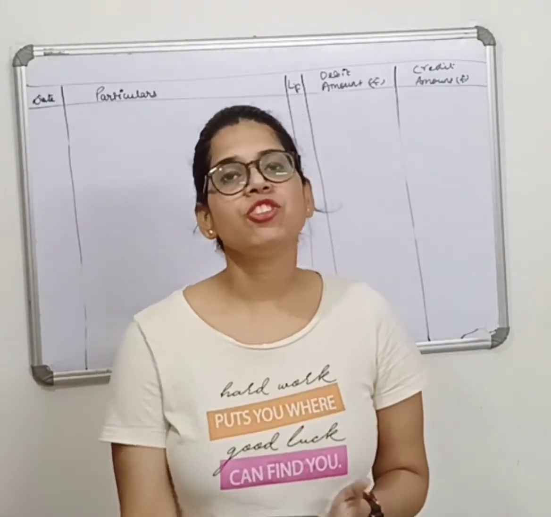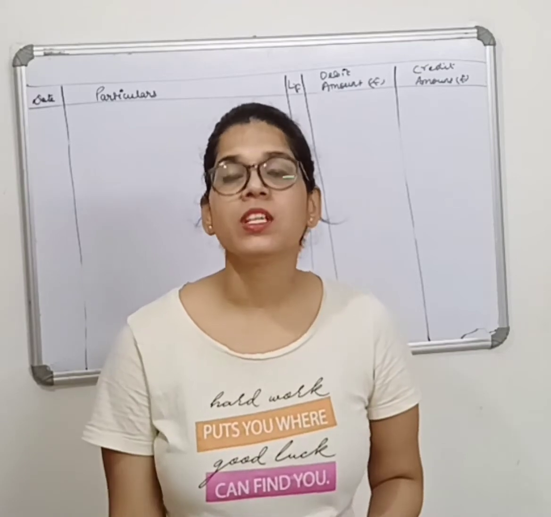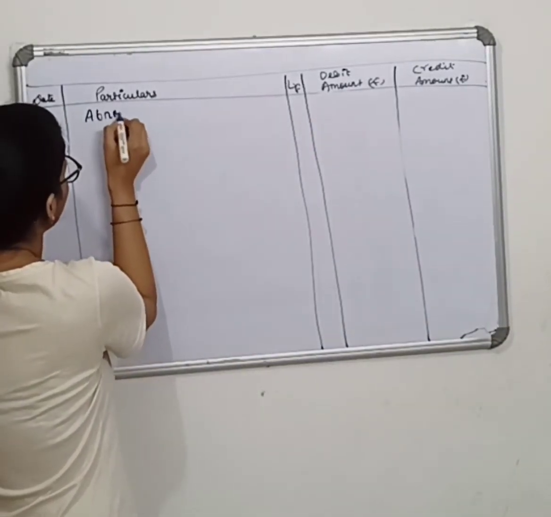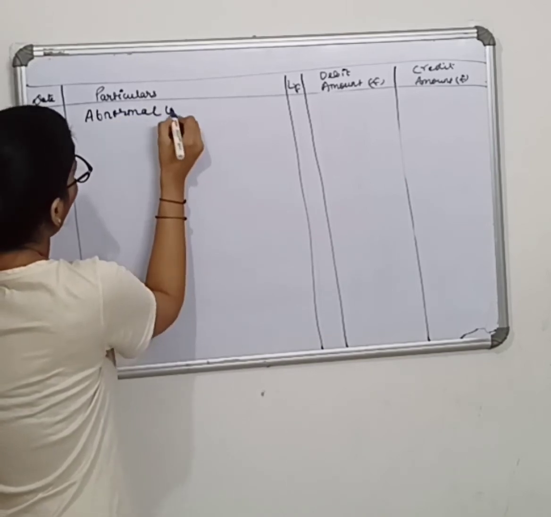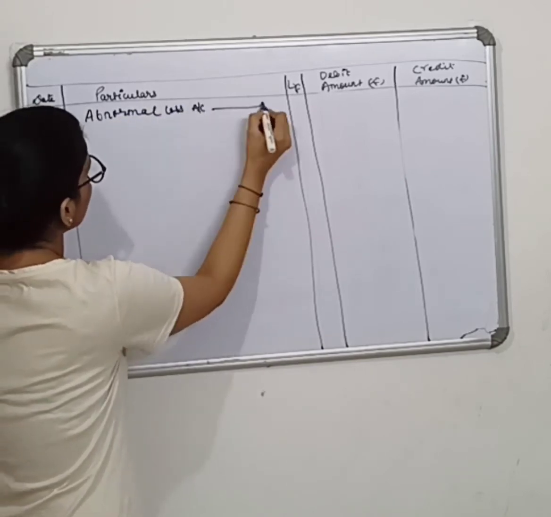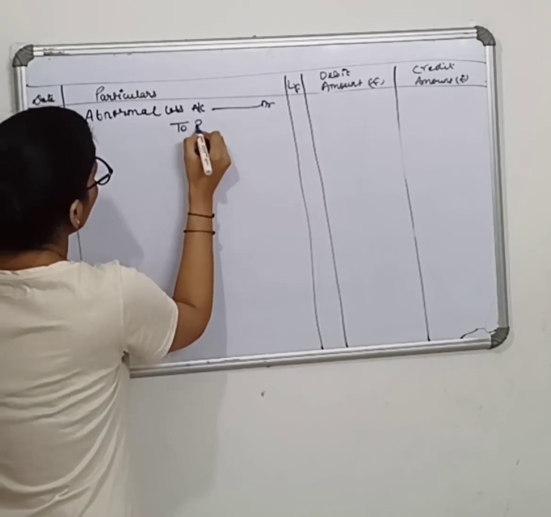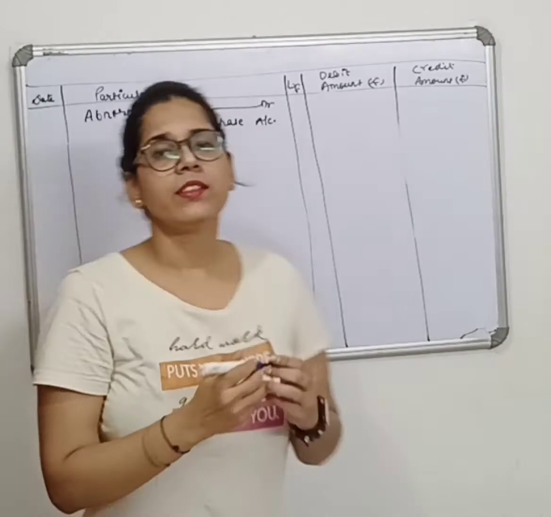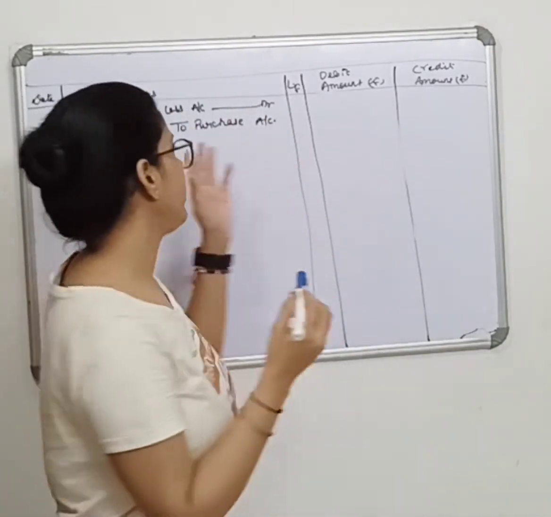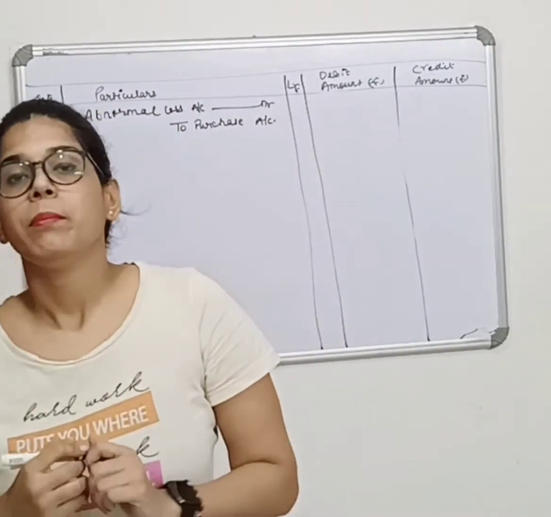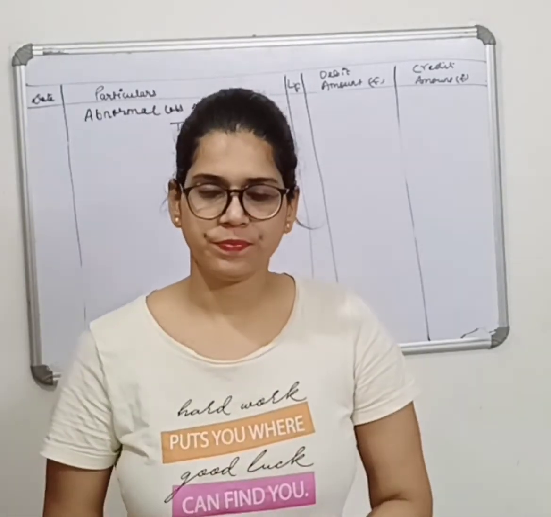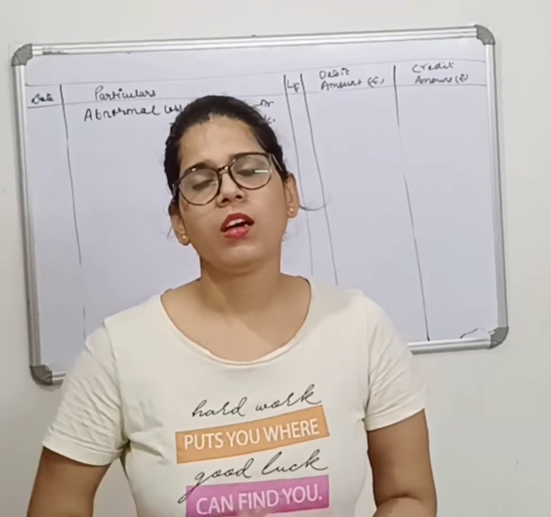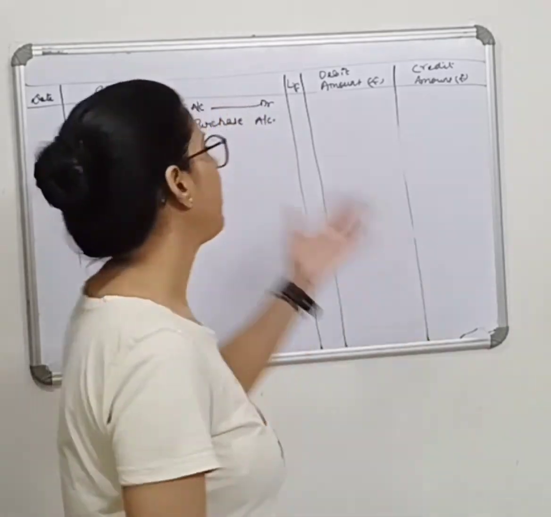Okay, so the journal entry for a theft is abnormal loss account debit to purchase account. Now if there would have been a theft of cash, we would have credited cash account, but because the theft is of goods and we generally do not maintain any goods account, we pass it under the head purchase account.